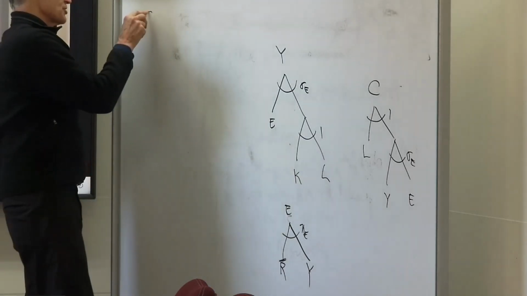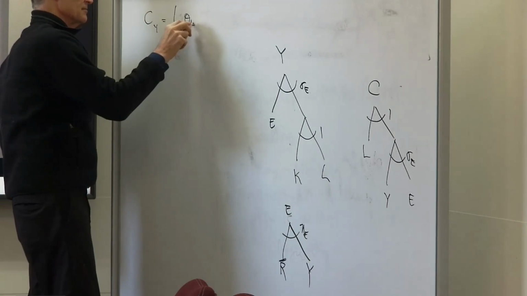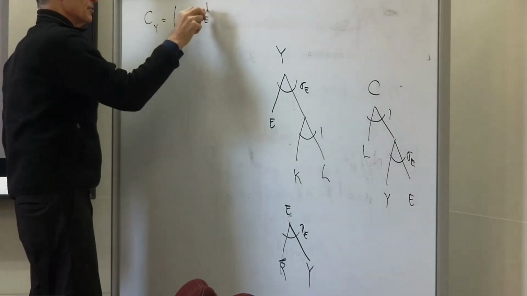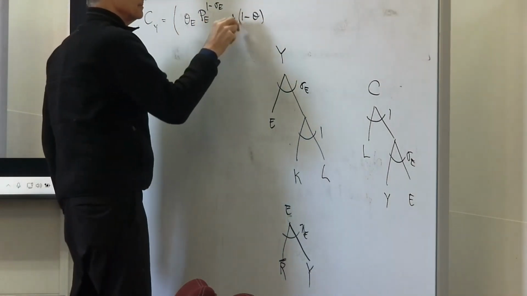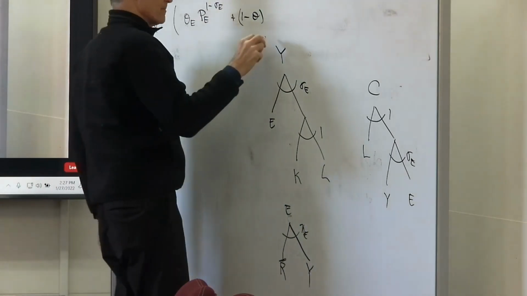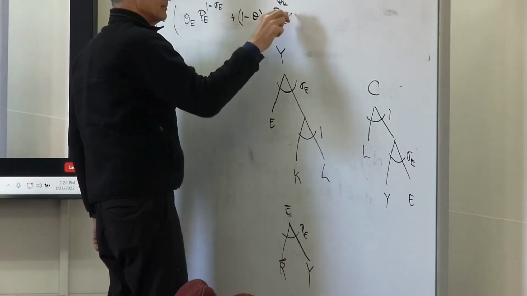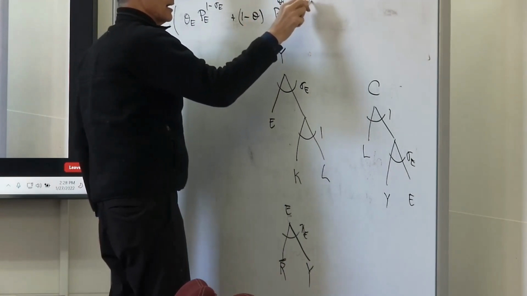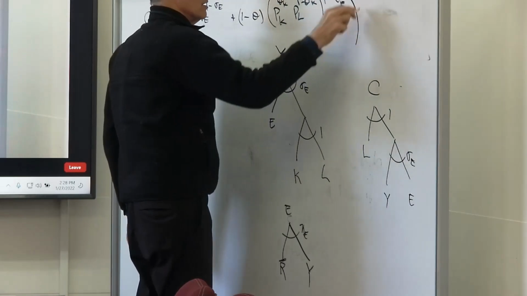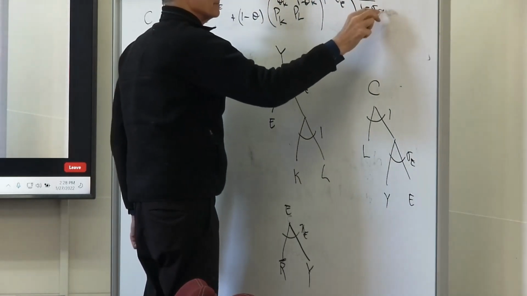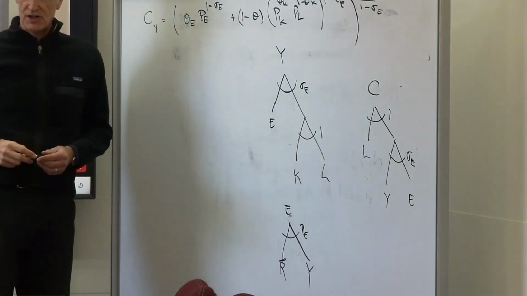The cost function is going to be C sub Y, equal to theta E times P_E to the 1 minus sigma E, plus 1 minus theta E times P_K to the theta K, P_L to the 1 minus theta K, all to the 1 minus sigma E, all to the 1 over 1 minus sigma E. I see, that's a CES function. Yeah, that's a CES function. We're relying on this calibrated share representation.